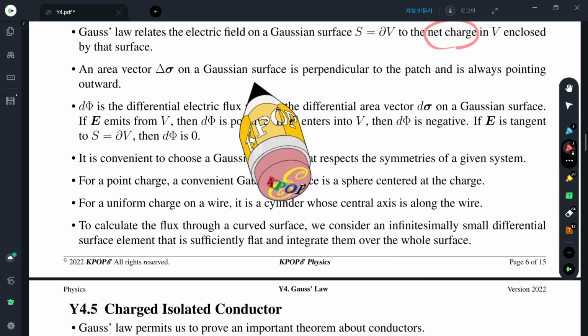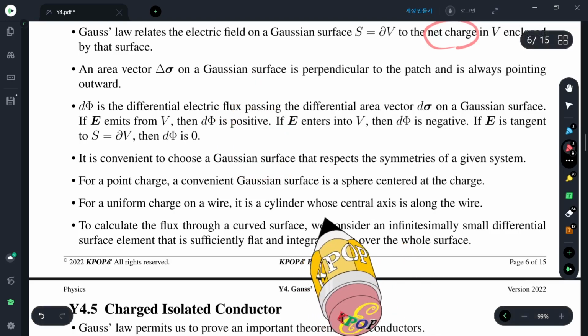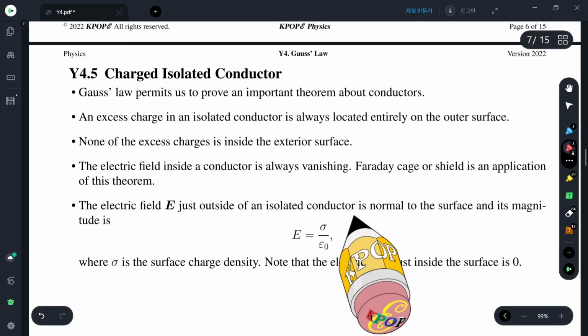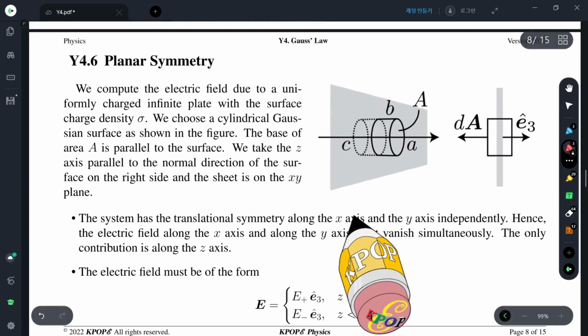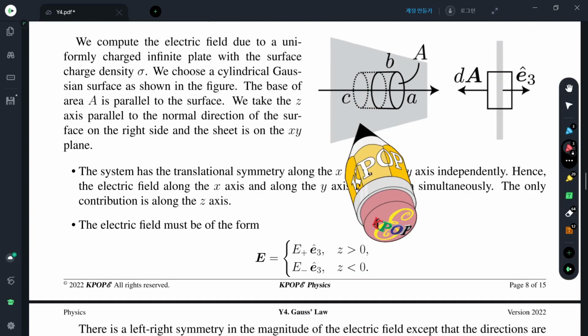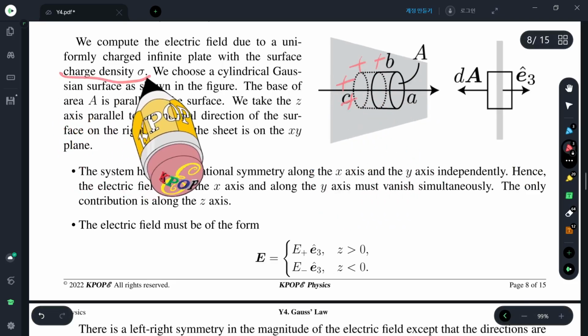By the way, this kind of detailed explanation can be understood much more easily when we simply apply the method to compute the electric field, not by using the definition of the electric field by integration as we have done in Y3, but by making use of some symmetries of the system. Let's see, there is a charged plate. The charged plate is charged with some charge density sigma.